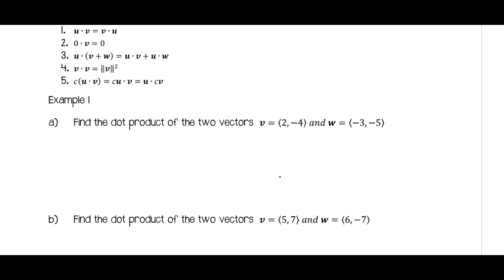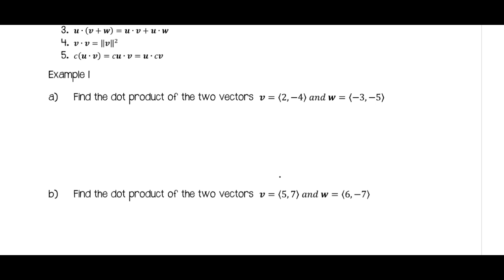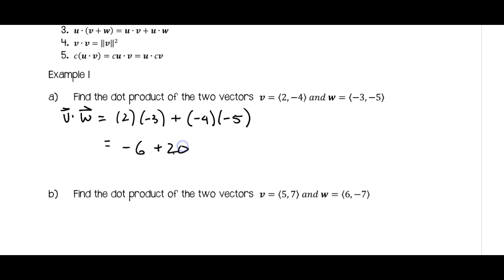Moving on to the first example, we want to find the dot product of the two vectors v and w, so we're going to do v dot w. We take the two x components, 2 and negative 3, and add that to the product of the two y components, negative 4 and negative 5. So we get negative 6 plus 20, and the final answer is 14.